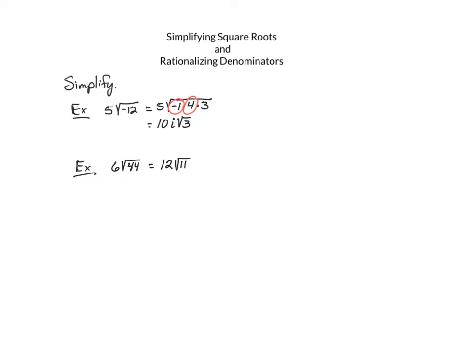But if you're thinking, oh no, I need to write out more detail, then go ahead. Write your 6 square root of 44 as 6 times the square root of 4 times 11. And you can even take another step and write it as 6 times 2 times the square root of 11. And there's your 12 square root of 11.